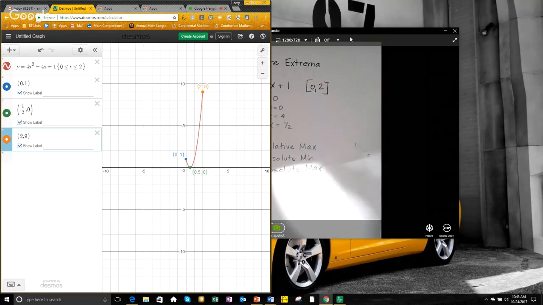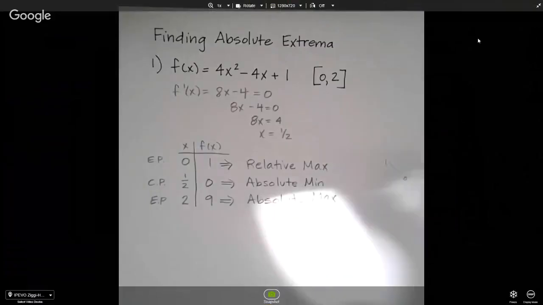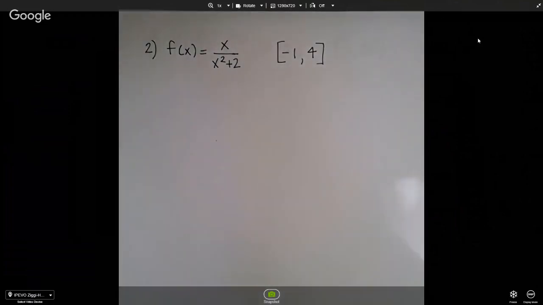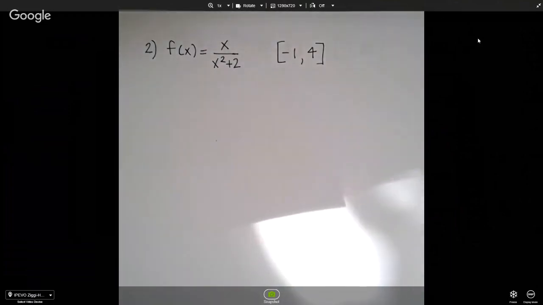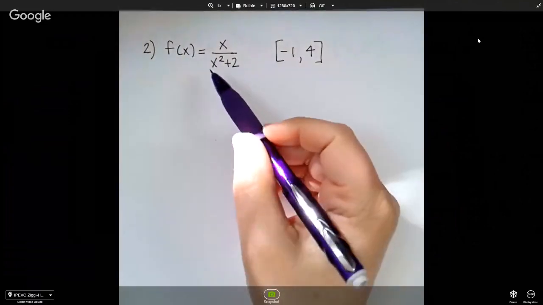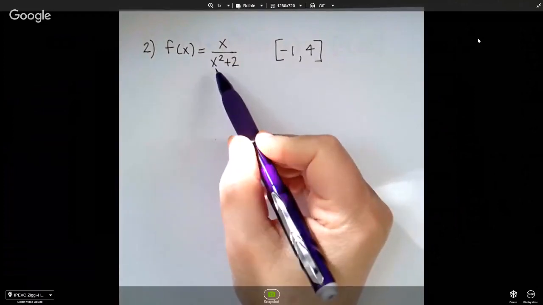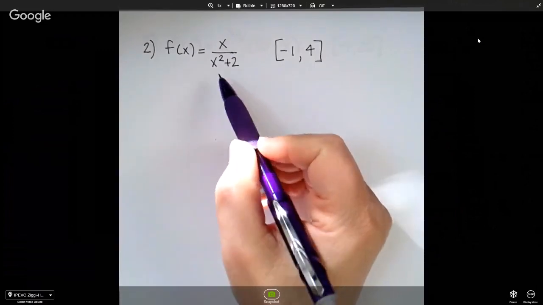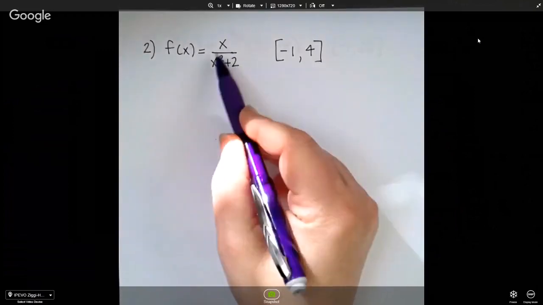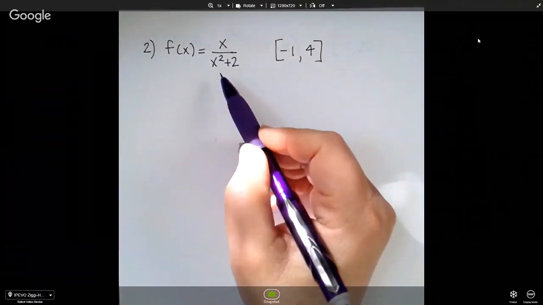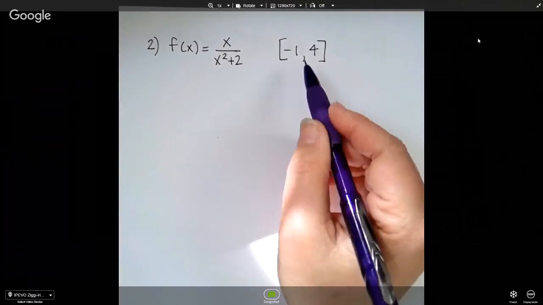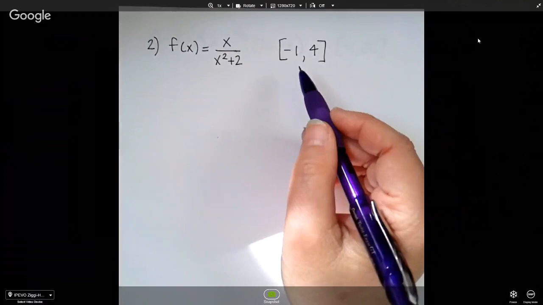All right, moving right along. Let's do another example, a little bit more complicated, but not impossible. First of all, is this a continuous function? The answer is yes, because the denominator will never be 0. If you set x squared plus 2 equal to 0, you get x squared equals -2, which gives you no real solution. So this one is never 0 on the bottom, which is nice. And we have a closed interval. So by the extreme value theorem, we are guaranteed to have an absolute max and an absolute minimum.